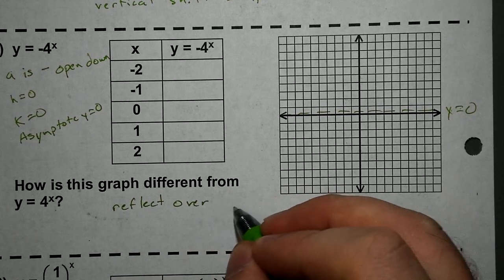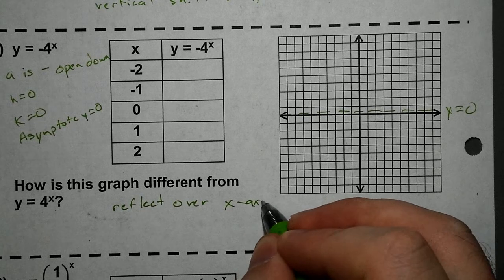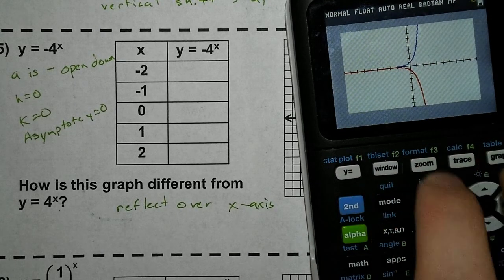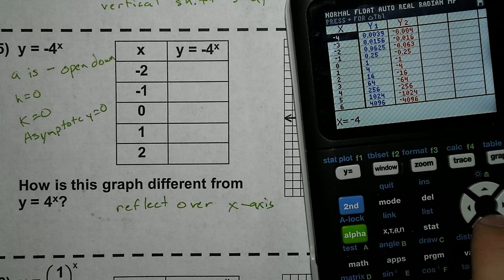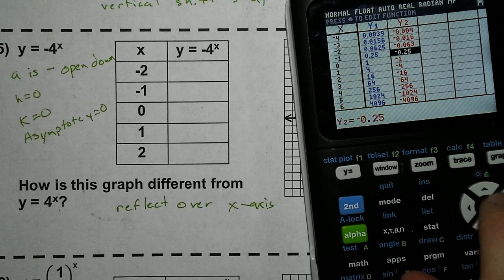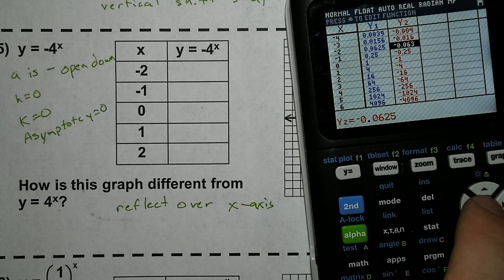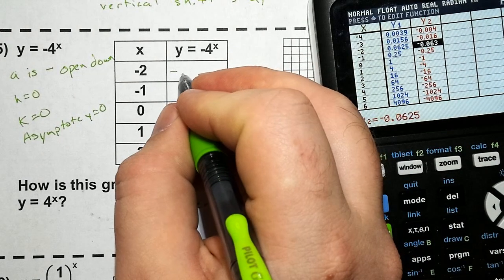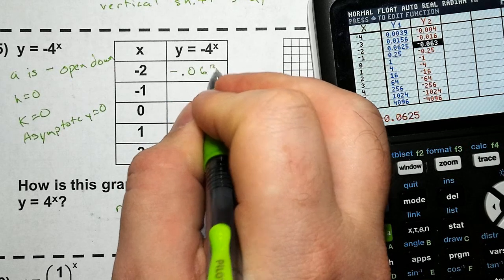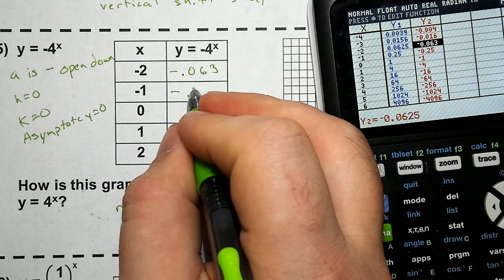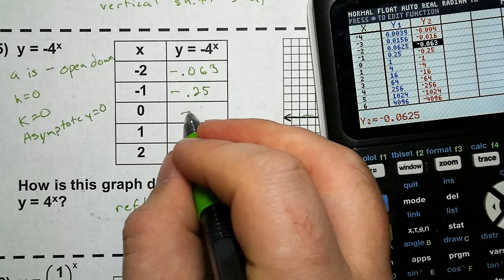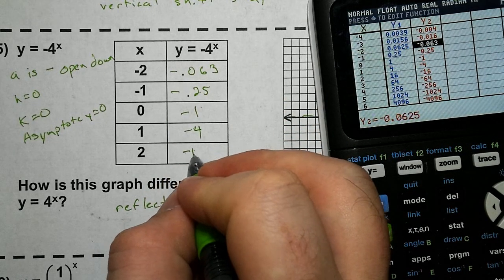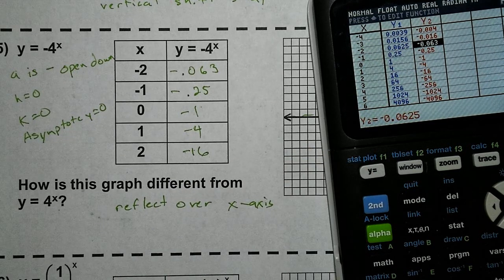over the x-axis. Now, to get our graph and our points, we're going to go second table, and we're just looking at the red ones. So, these ones over here. Negative 2 should be at negative 0.063, negative 0.25, negative 1, negative 4, and then negative 16. All right, I got all my points.